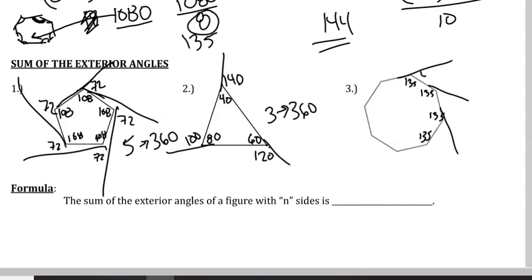135, what's left over? 45 degrees. And there's going to be 8 of those. So what is 45 times 8? 45 times 8 is 360.